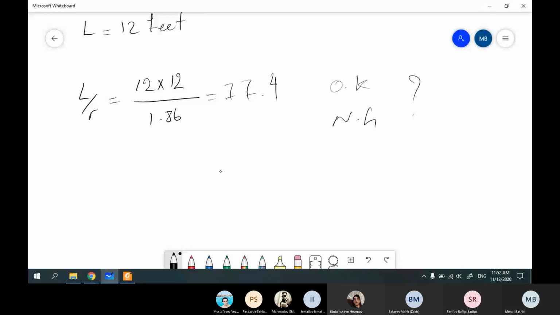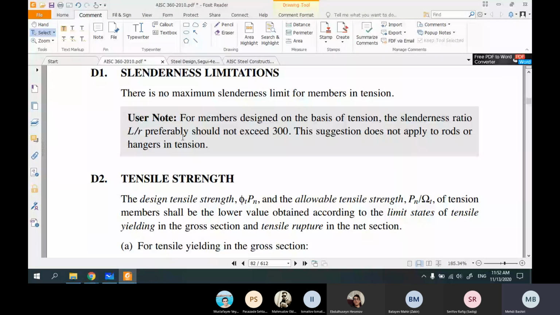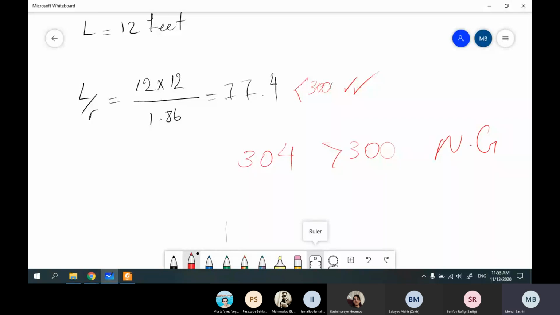L over R. We got L over R 77.4. This is less than 300. So is it good or not? If we check, it says that it should not exceed 300. So this is less than 300 and we're good. But for example, if you got 304, this is more than 300 and this is not good.